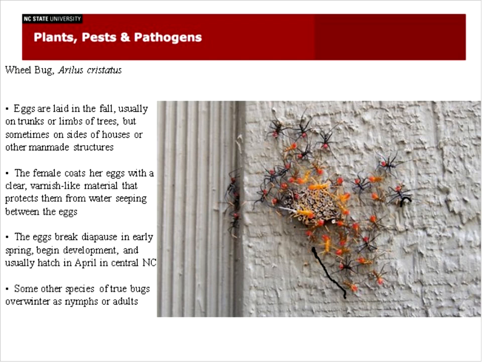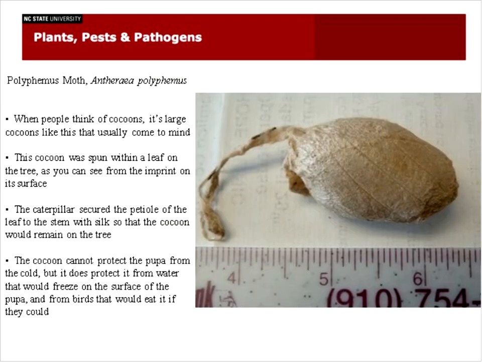When the female lays her eggs, she coats them with a thin material, somewhat like varnish, which protects them from water, which if it seeped in between the eggs would then freeze as ice crystals and can damage the eggs. Underneath the varnish layer, the eggs are protected from that, and they'll spend several months through the winter in diapause until warmer weather in the spring stimulates them to break the diapause and begin development. Typically in April sometime here in Central North Carolina, they will hatch. Other species of true bugs, like stink bugs and leaf-footed bugs, for example, may overwinter as nymphs or adults.